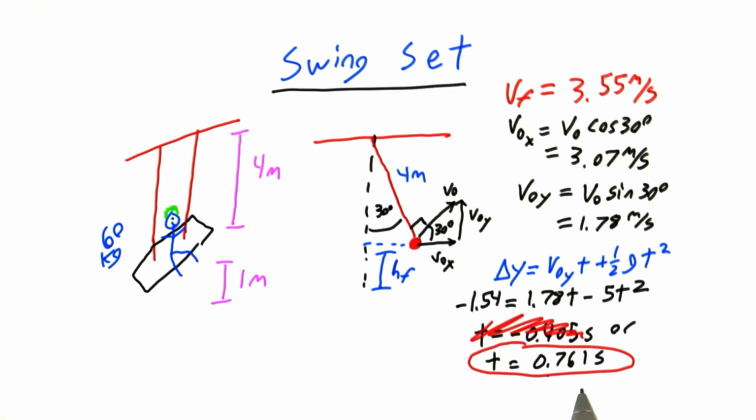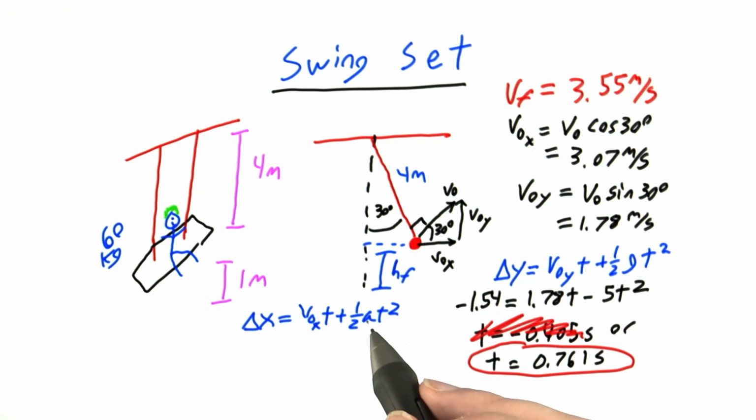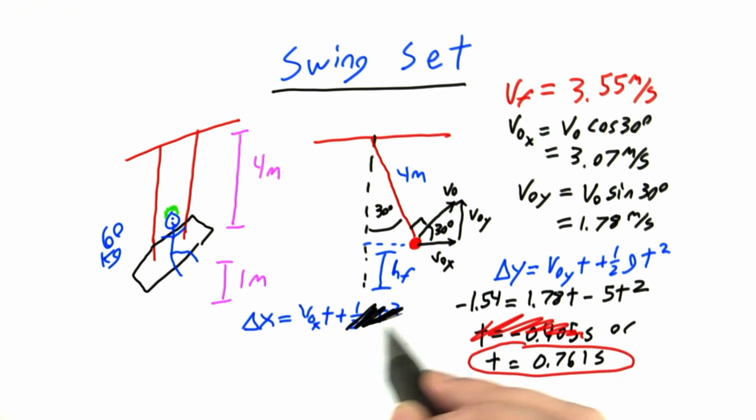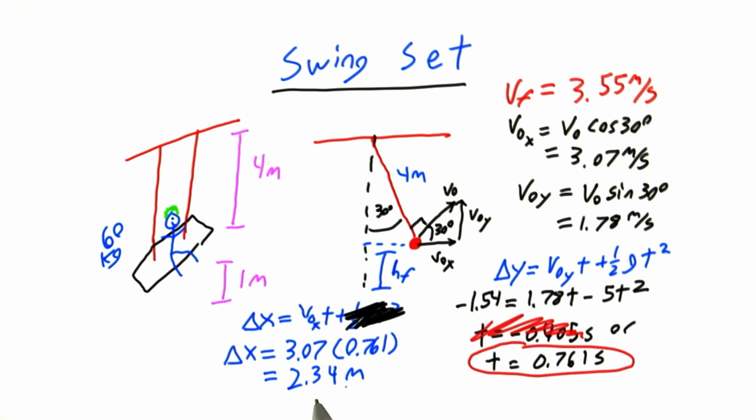Now let's figure out how much I move along the ground in this time. So to calculate how far away from the swing I land, I'm going to use this kinematics equation here. And this time there is no acceleration in the x direction. And plugging in my numbers, I find that I landed 2.34 meters away from where I jumped off the swing. Great work.